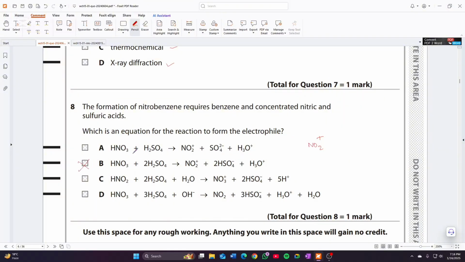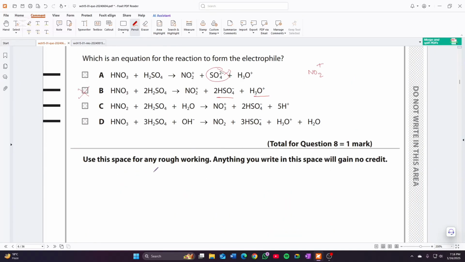This is because for A, almost everything is the same, but SO4 2 minus is produced. SO4 2 minus will not be produced because it's too acidic for that. SO4 2 minus is not readily produced anywhere. It would be HSO4 minus and H3O plus. Our correct answer is B.